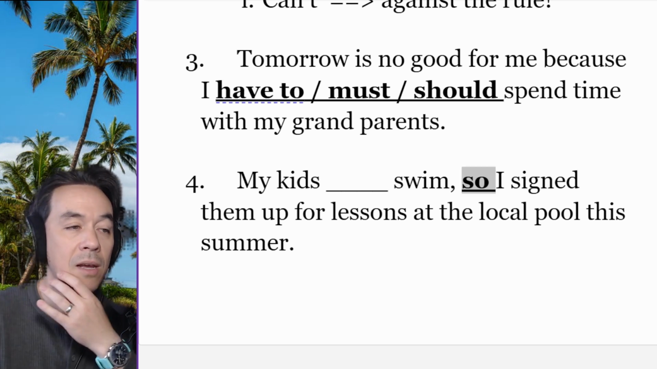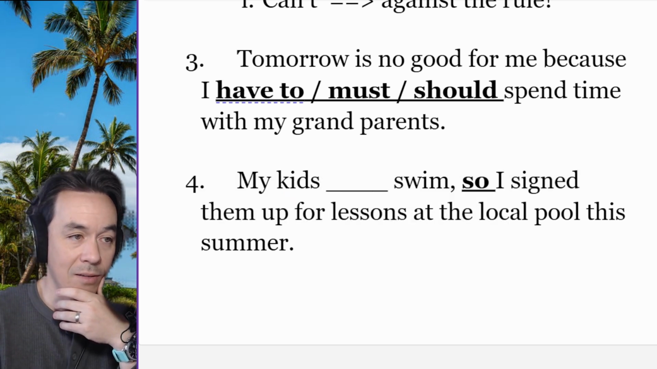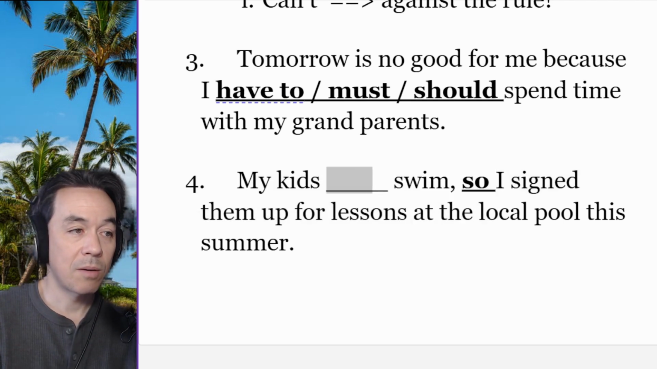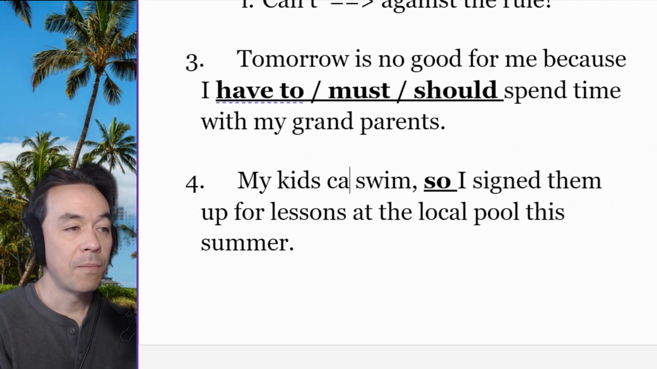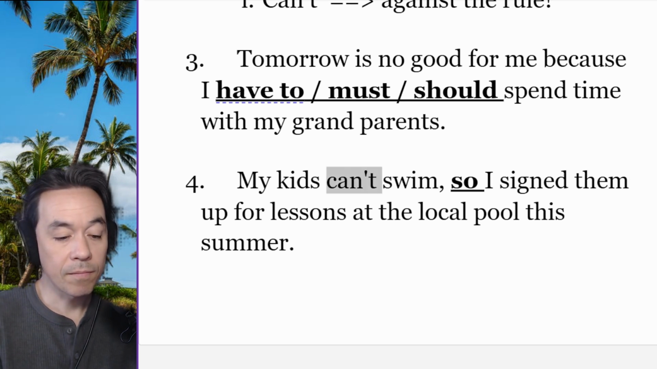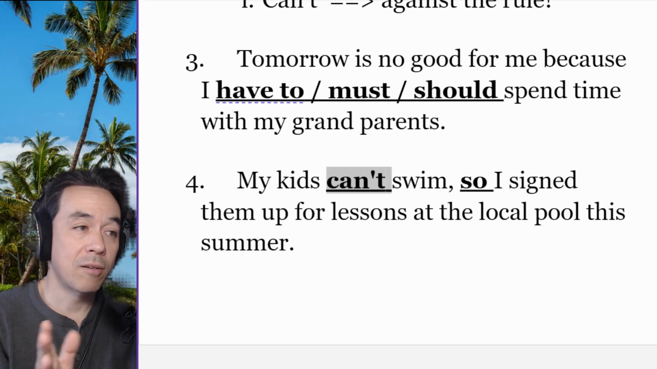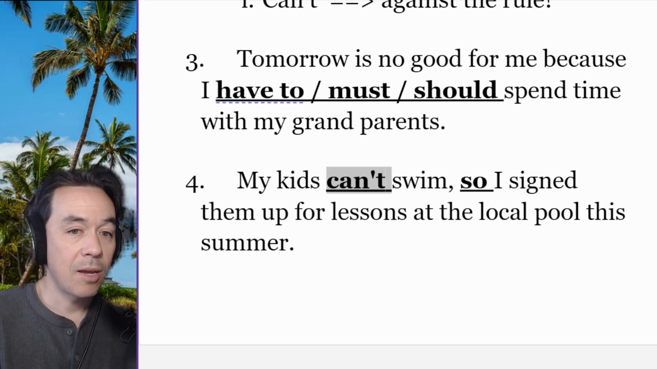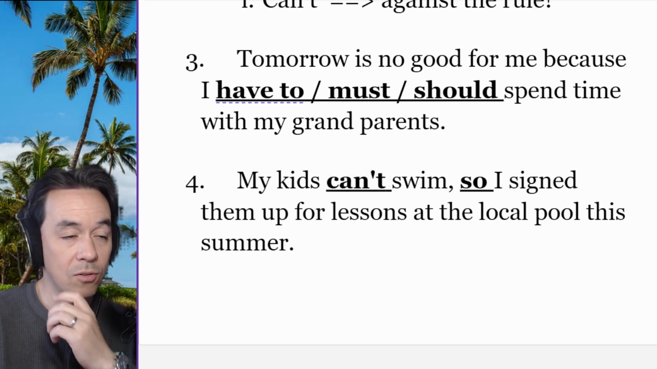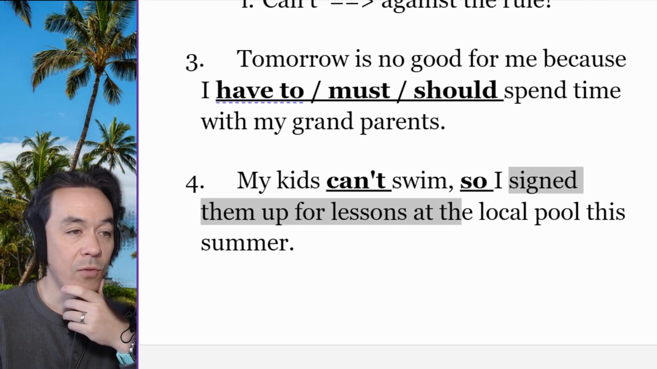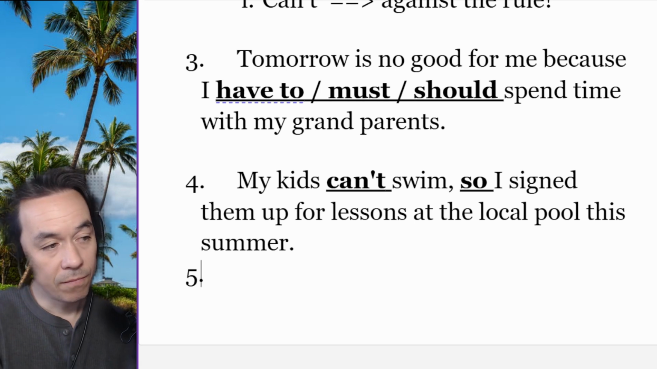So what did I do? I signed them up for lessons at the local pool. So lessons, swim, lessons. So probably if the result is lessons, probably the word here is my kids can't swim. Right? So if swimming is impossible, right now, you have to teach them. They must learn. So the result, what do? Sign up for lessons. Right. Okay.